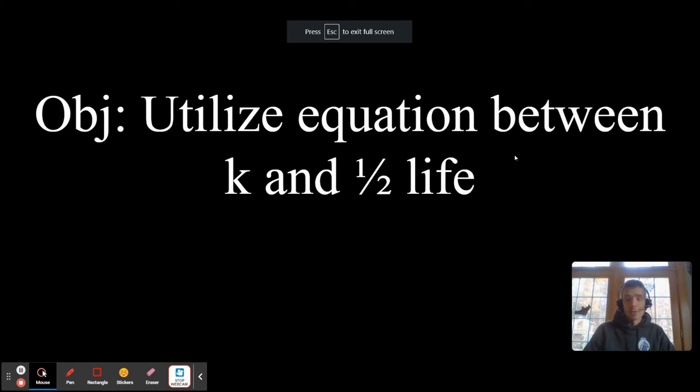Here's our objective. Use K, the rate constant for the rate law, and the half-life, which is how long it takes half of a radioactive sample to decay.